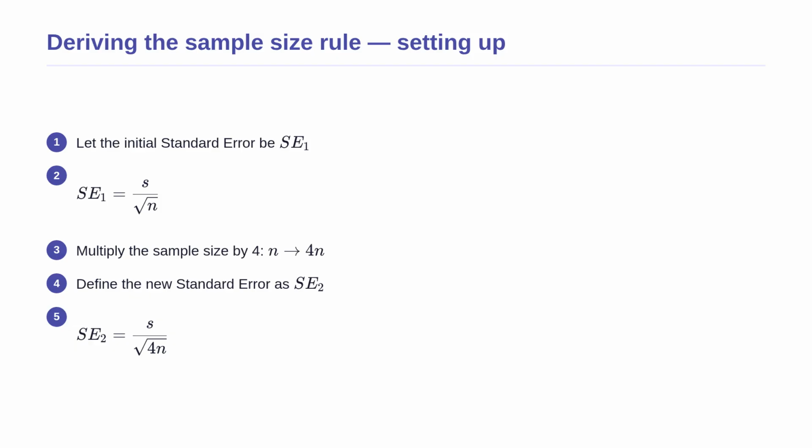Let the first standard error be SE1, which equals s divided by the square root of n. Now, suppose we multiply our sample size by 4. Our new standard error, SE2, will be s divided by the square root of 4 times n. This setup is the crucial first step. We have translated the physical action of collecting 4 times as much data into a strict mathematical expression. In the next slide, we will simplify this to see the final effect.